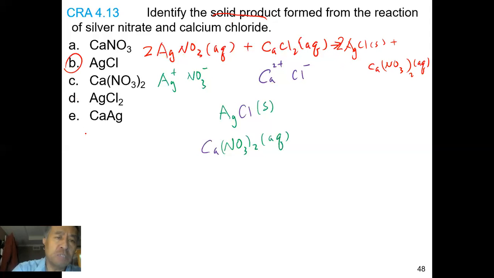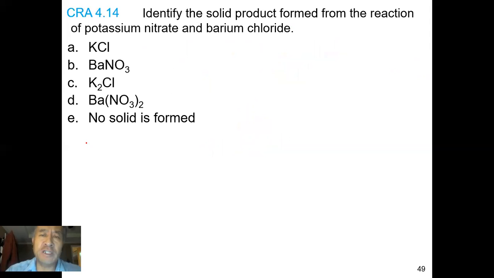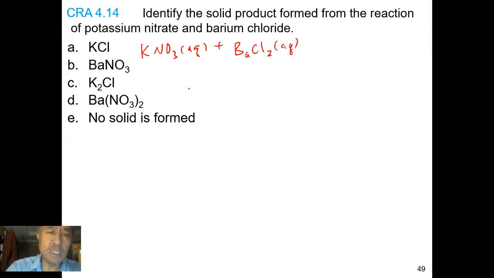Next question is: identify the solid product formed from the reaction of potassium nitrate and barium chloride. So you do the same thing, identify the possible precipitate. The first reactant is KNO3, aqueous. The second reactant, the barium is Ba, so Ba is 2 plus and Cl 1 negative, so therefore BaCl2, aqueous. Then you identify the ions: here K 1 plus and NO3 1 negative, and in the other pair Ba 2 plus and Cl 1 negative. Don't worry about the subscript when you are predicting the product.